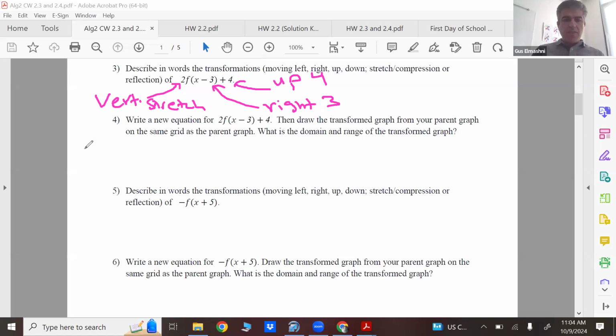Now you have to write a new equation for each of these functions using this transformation. So let's do x cubed. How's that going to look? It's going to look like this: 2 times (x minus 3) cubed plus 4. That's all. And set it equal to y, obviously. That's it.